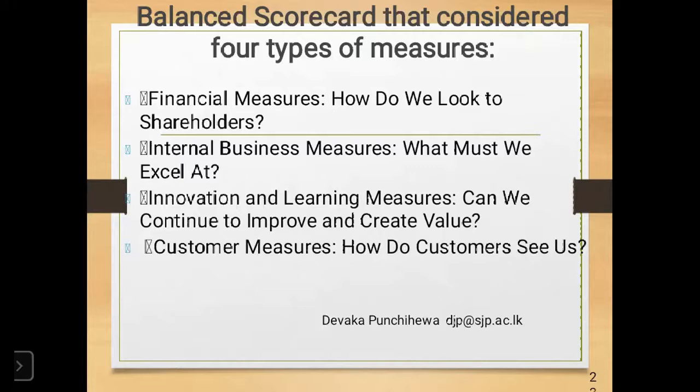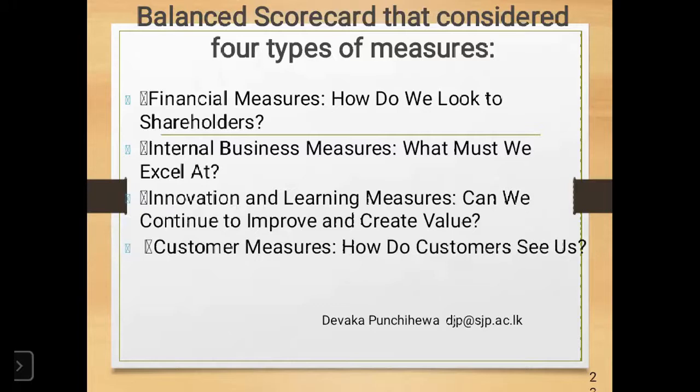Then the second one, internal business measures. What must we excel at? With regard to our internal business, these measures show how we must excel at activities we perform within the organization. Third one, innovation and learning measures. We continue to improve and create value.